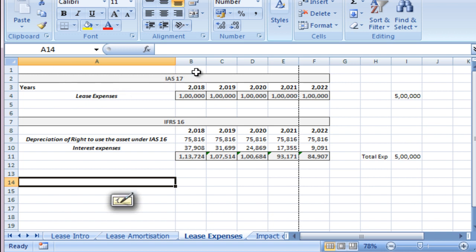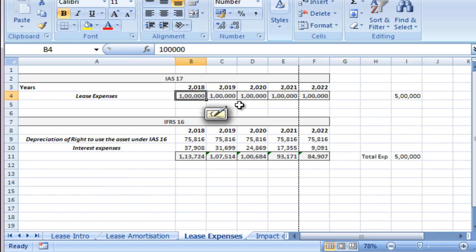So under IAS 17 it's quite simple. All the lease payments, I'm not talking about any lease incentive, no complexity, only a plain vanilla lease. My lease was for 5 years and the annual lease payment is 1 lakh currency unit, or 1 lakh rupee, whatever it is, and this is the lease expense. This is quite easy, we don't need to do anything. But the complexity begins here under IFRS 16.